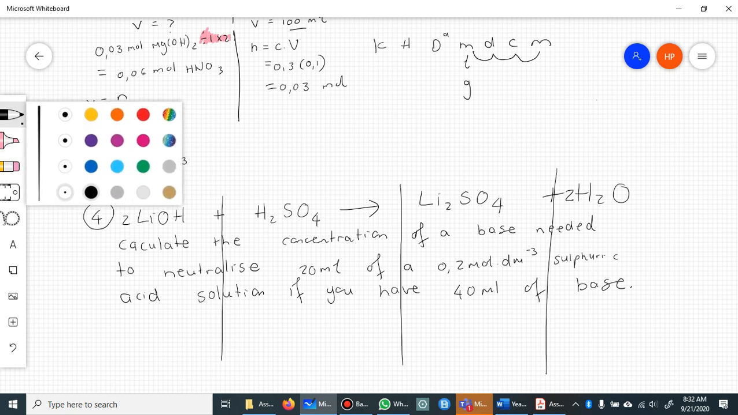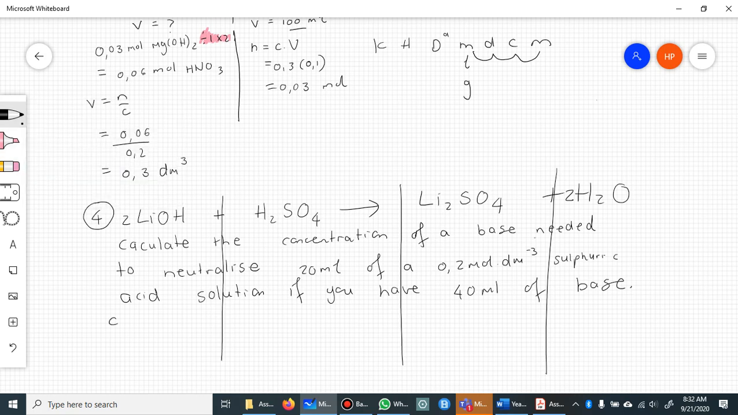So to calculate the concentration of a base, I'm looking for the concentration of this. To neutralize 20 milliliters of sulfuric acid, for the volume, immediately can we turn that milliliters into liters by dividing by 1,000? So it gives me 0.02 liters, which is the same as a decimeter cubed, with a concentration of 0.2 mole per decimeter cube. And if you have 40 milliliters of the base, that gives me 0.04 decimeters cubed.